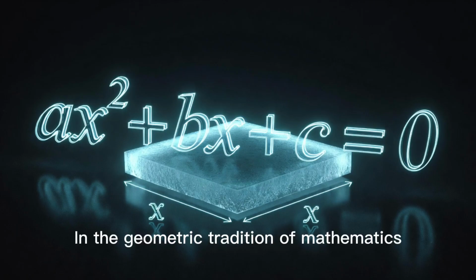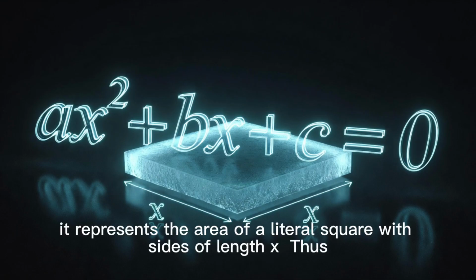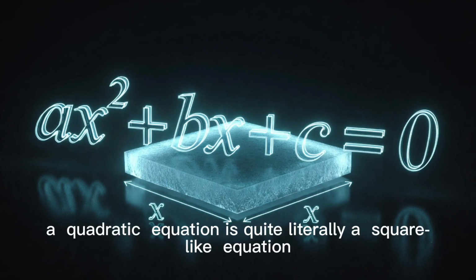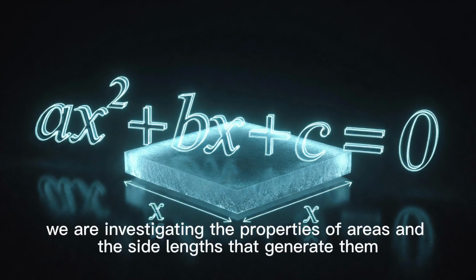In the geometric tradition of mathematics, x squared is not merely a variable multiplied by itself. It represents the area of a literal square with sides of length x. Thus, a quadratic equation is quite literally a square-like equation. When we solve the quadratic equation, we are investigating the properties of areas and the side lengths that generate them.